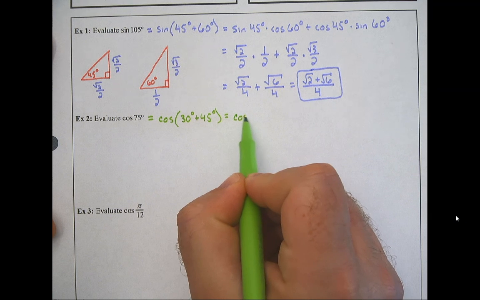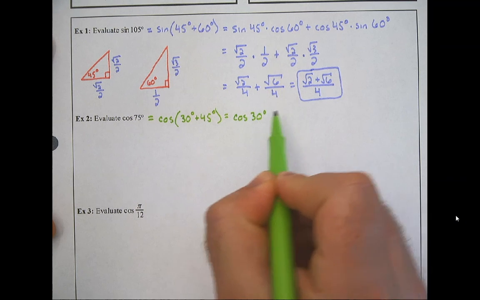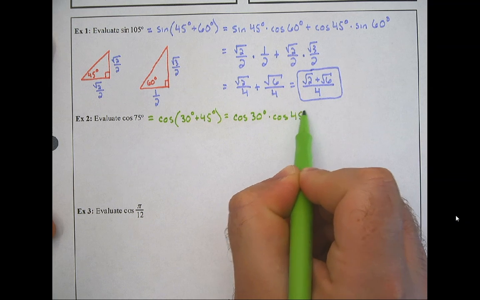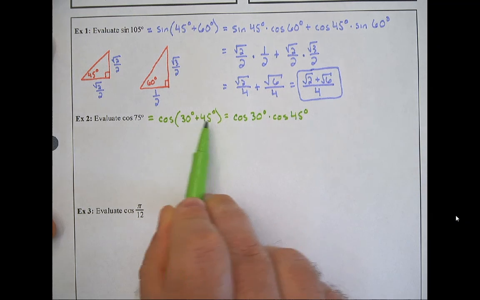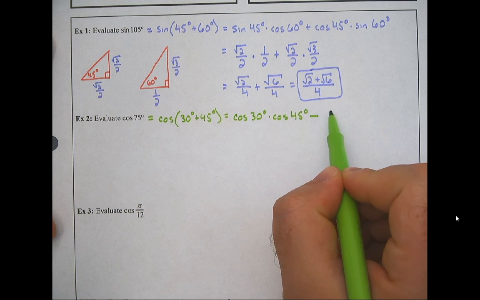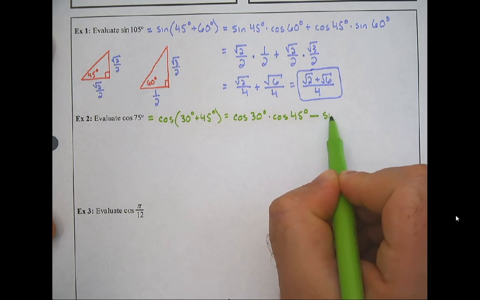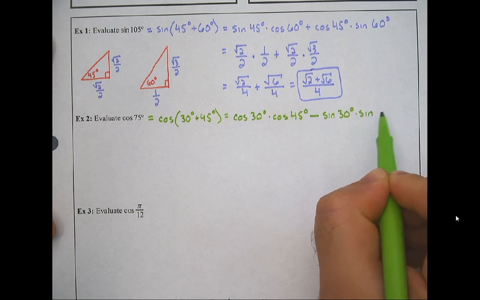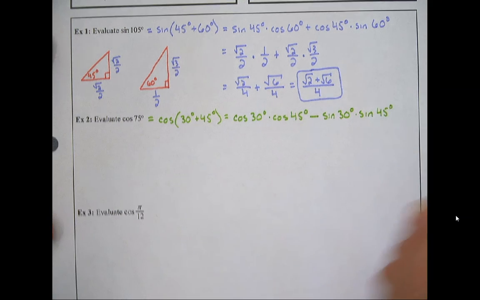So that's going to be cosine of 30 degrees times cosine of 45 degrees. Now this is where they switch. So in cosine, if it's a plus here, it's a minus here. And then sine of alpha, which is 30 degrees, times sine of beta, which is 45 degrees.